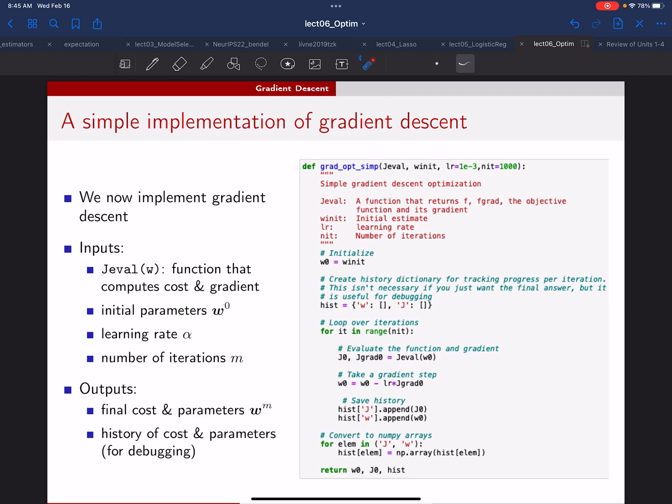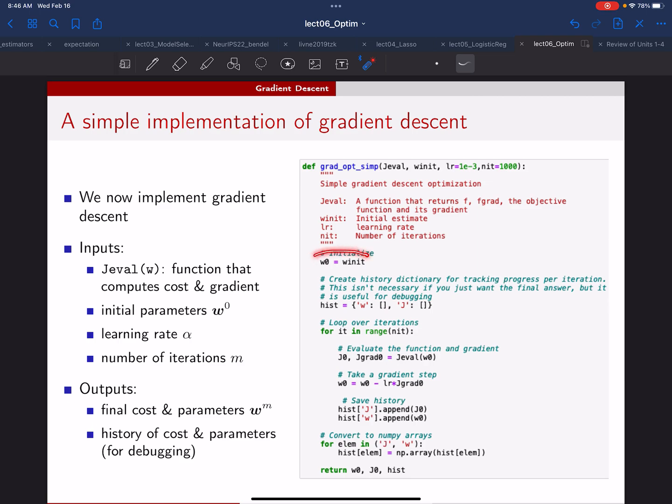The implementation is just a simple function. We're going to give it this jeval, which is itself a function. And remember, what jeval does is we give it a vector, and it passes back the cost and the gradient at that vector. We also must initialize the algorithm, so we're going to pass that in here. We have to tell it the learning rate. So here, by saying equals 1e minus 3, we're setting the default learning rate, making this an optional parameter. The user does not have to specify the learning rate, and if they don't, we'll assume they want to use 1e minus 3. And same thing, this is the number of iterations. We'll assume they want to use 1,000 iterations if they don't tell us otherwise.